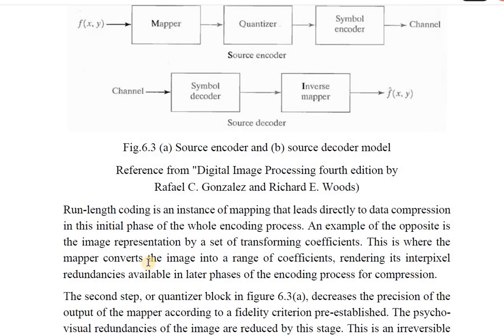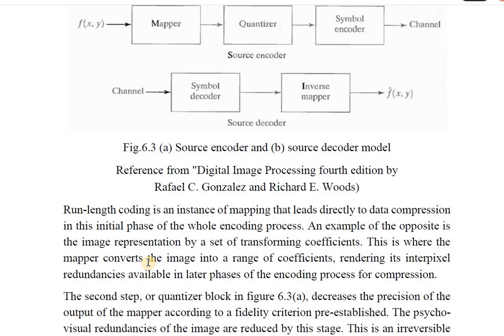Now, what is the example of this? The example is run length coding. I'm going to explain it to you later on, so I'm not explaining it right now. We are actually going to see the different examples of mapper, quantizer, symbol encoder and all those things.